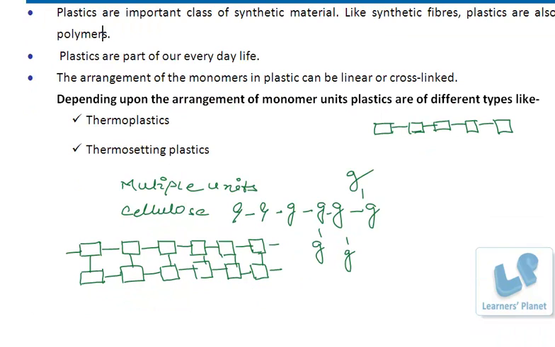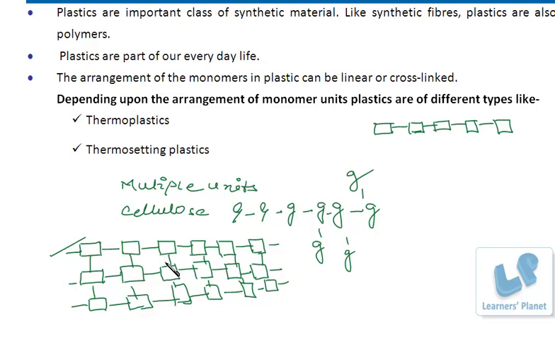There can be another layer also. So this type of linking is called cross-linking. You can see each and every monomer unit in the layer is cross-linked. This is cross-linked and this is the linear. So based on these types of arrangements, the plastics are of two types. One is the thermoplastic and the other is what? The thermosetting plastic. In thermoplastics, the linking of monomer is linear.